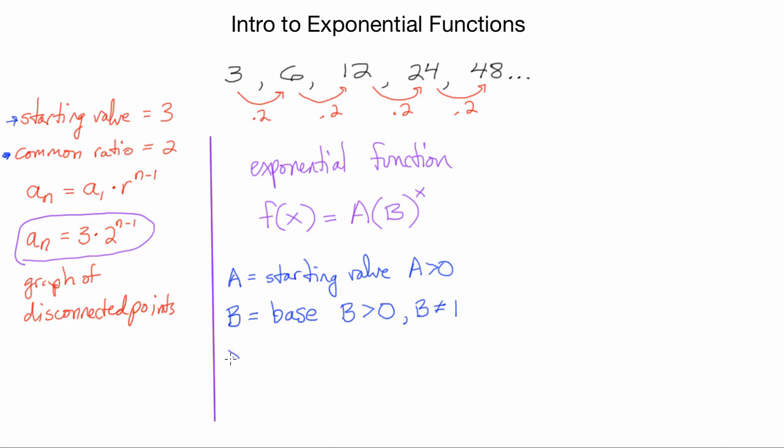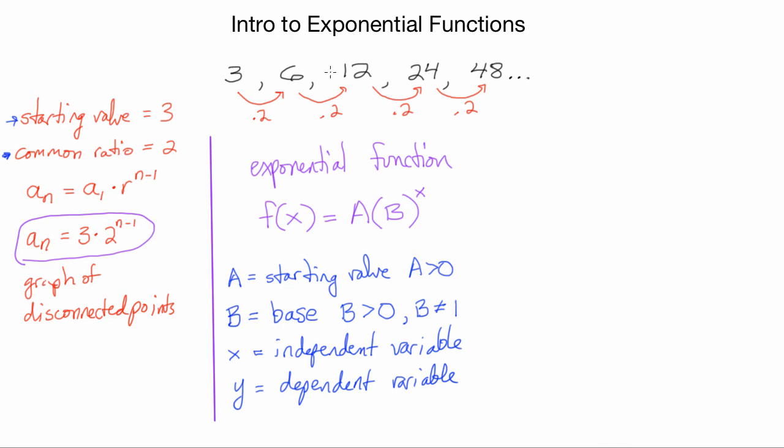x is my independent variable in the exponent. And f of x is my output, or we get our y back, for our dependent variable. So we're going to still use x's and y's. Dependent variable.